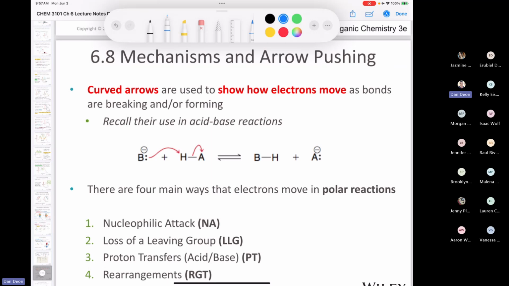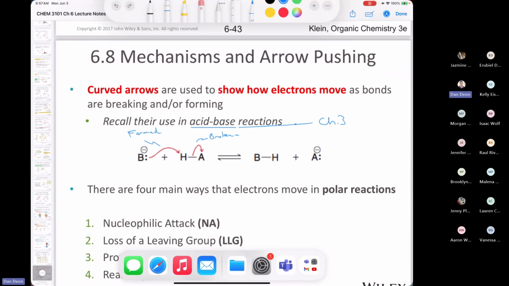And remember, we did this in chapter 3. Okay, we did this in the acid-base chapter, chapter 3, right? We showed a bond being formed. So this is a bond being formed between the hydrogen and the B, okay? And then we said that this is a bond being broken. So that gave you the A anion over here.